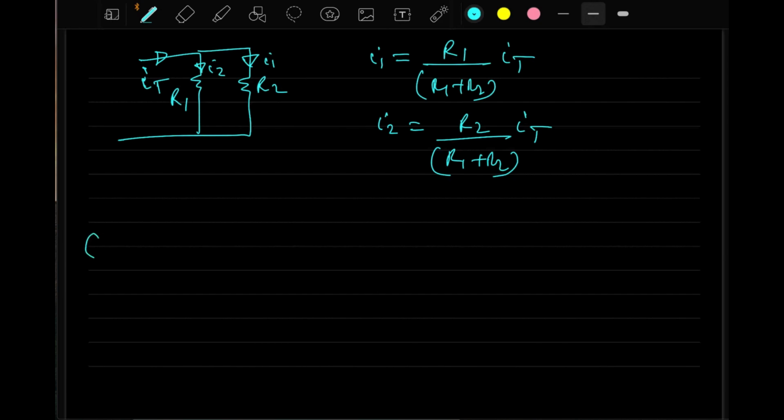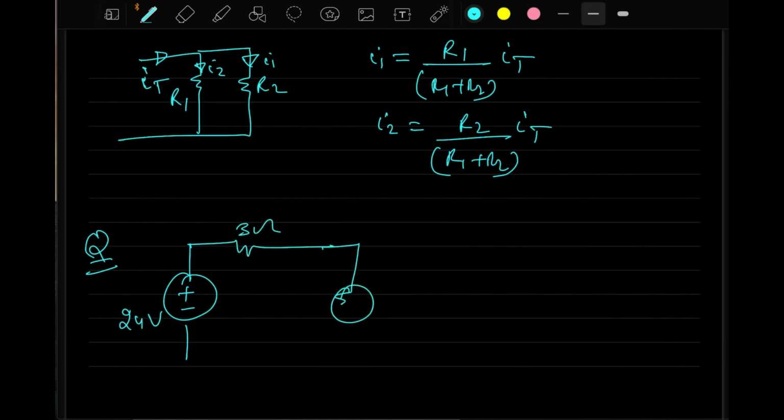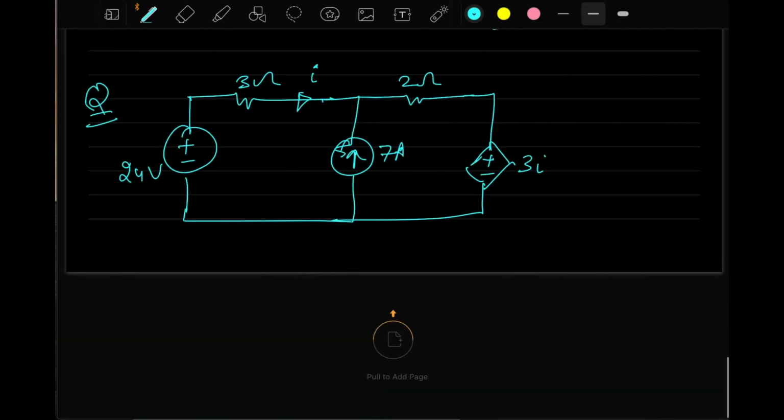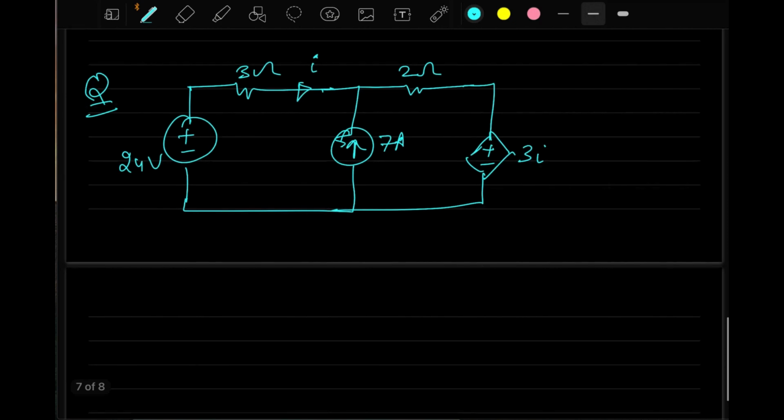Okay, so if you have a question like this, let us say you have 24 volts, then you have 3 ohms here, and then a 7 ampere current source, and now you have 2 ohms on this side, and then a dependent source 3i here, and this is your I. If we want to calculate the value of I, how will we calculate it?